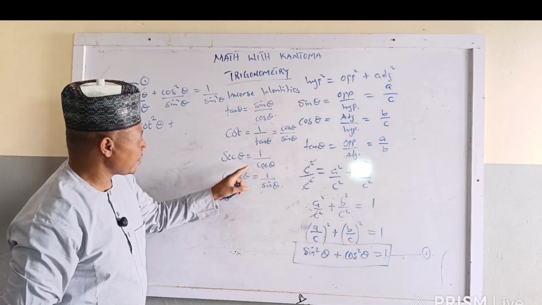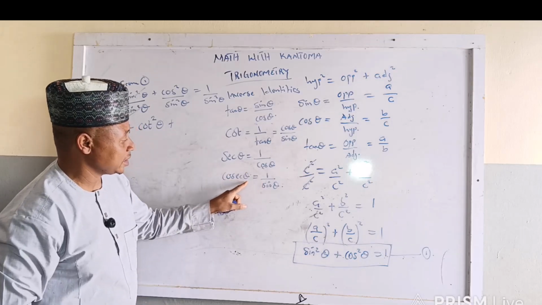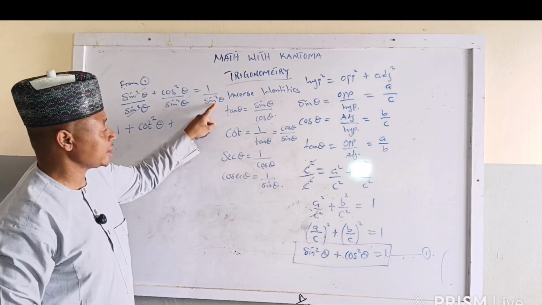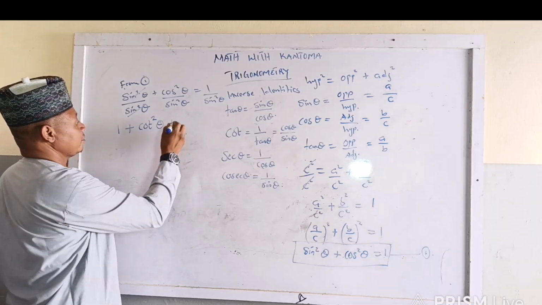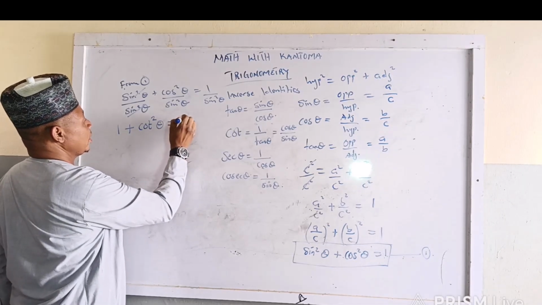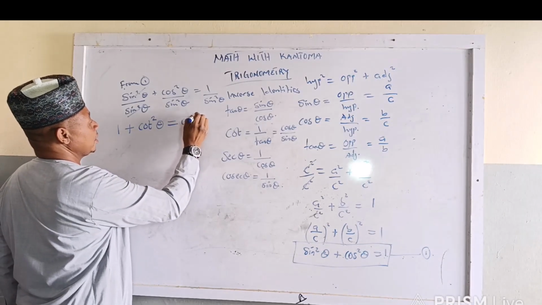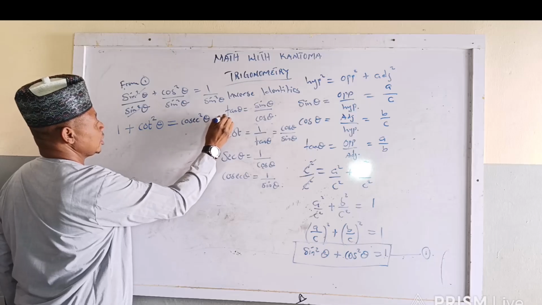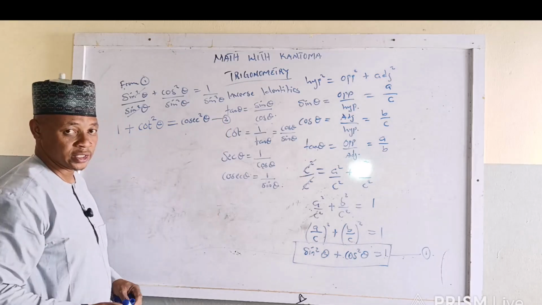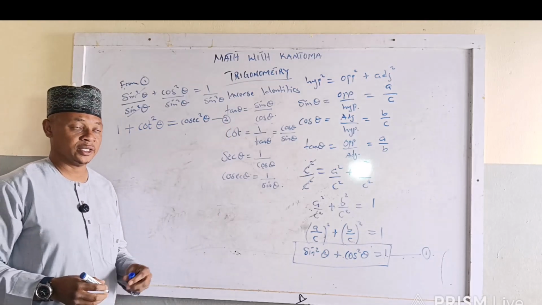1 over sin theta by definition is cosec theta, but the sine here is squared. So I'm going to have this equal to cosec squared theta. So let me call this equation 2. This is the second identity equation.